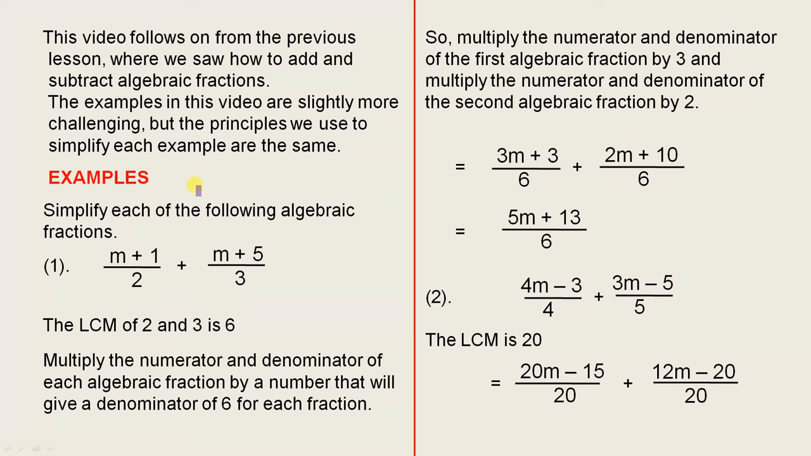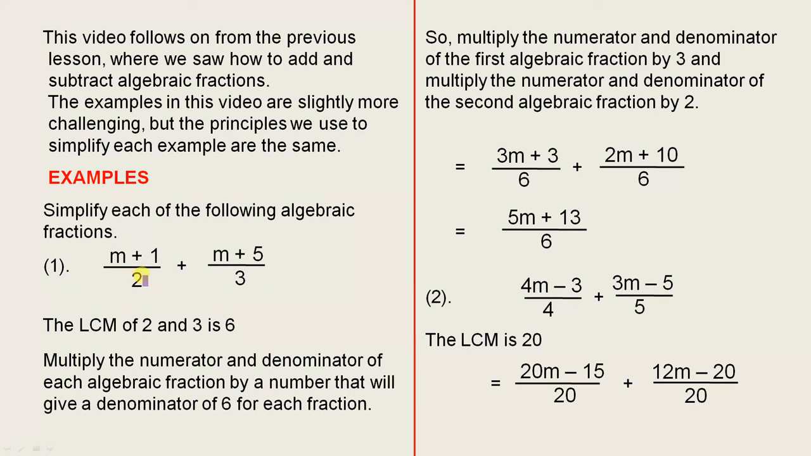Simplify each of the following algebraic fractions. So here's the first one. Now the LCM of 2 and 3 is 6. That is, 6 is the smallest number that 2 and 3 will divide into. So we saw in the previous lesson that we multiply the numerator and denominator of each algebraic fraction by a number that will give a denominator of 6 for each fraction. So multiply the numerator and denominator of the first algebraic fraction by 3 and multiply the numerator and denominator of the second algebraic fraction by 2.